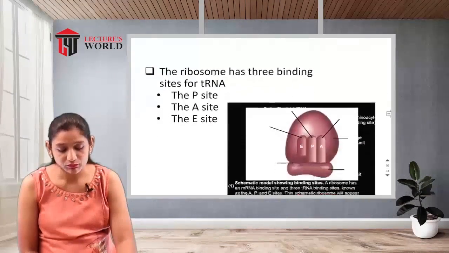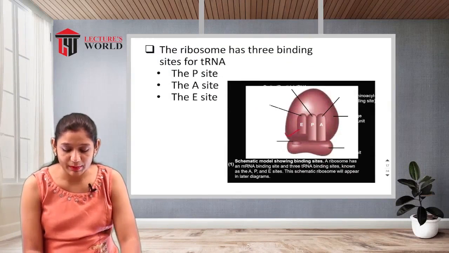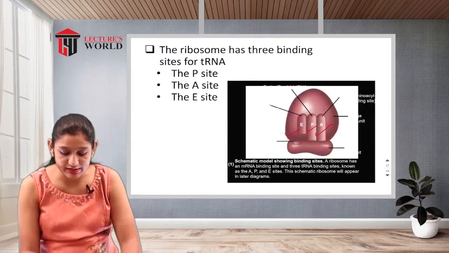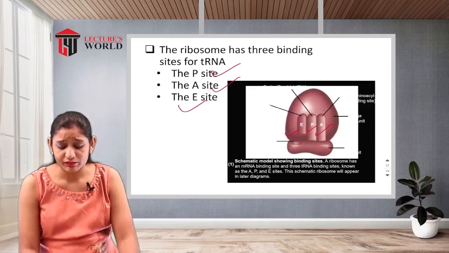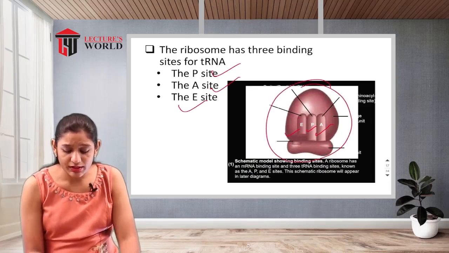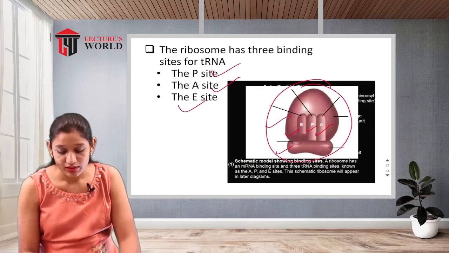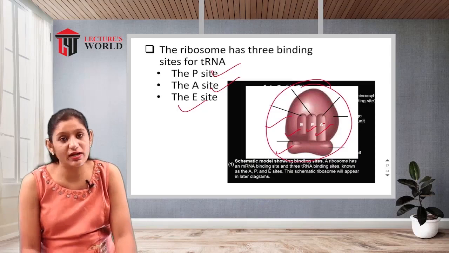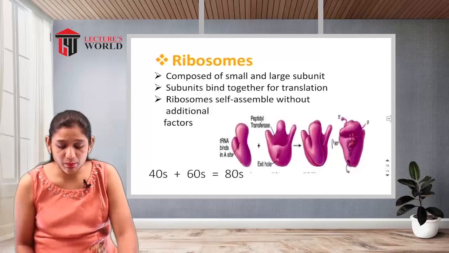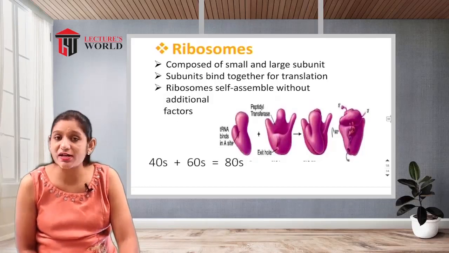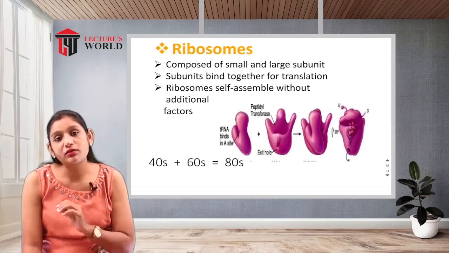Next, how it will be initiated. This is the exit site, the peptide site, and the entry site, that is the E site, P site and A site. This is the ribosome: the small subunit and the large subunit. The ribosome is composed of the small and the large subunit.